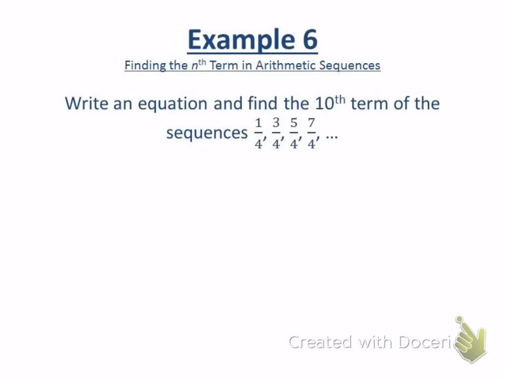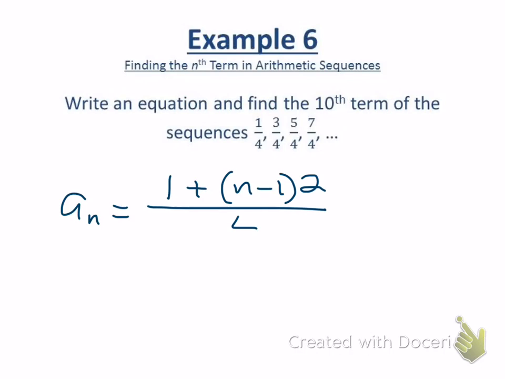What is represented in the numerators here? It's an odd number, which is a sequence, right? So we could also write this as a sub n equals 1 plus n minus 1 times 2 over 4. That looks horrifying. It's not. It's the same thing, right?